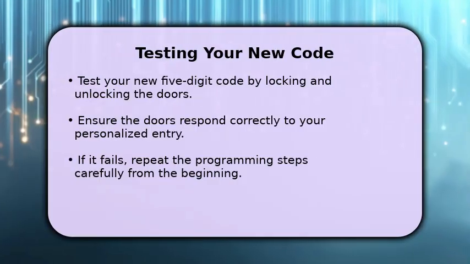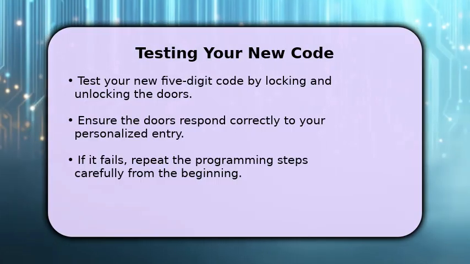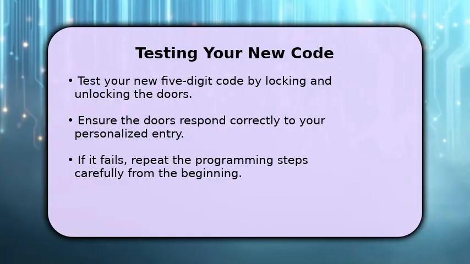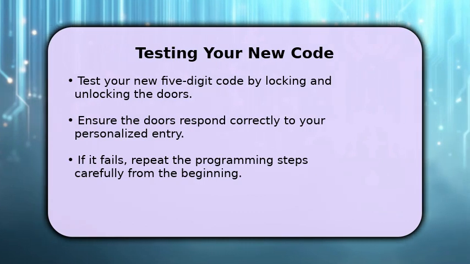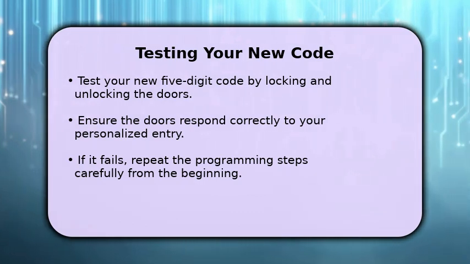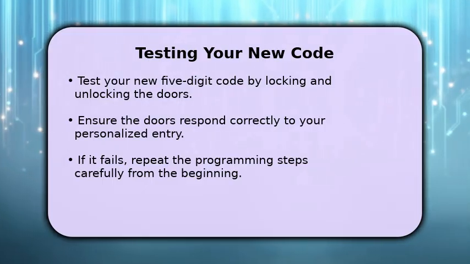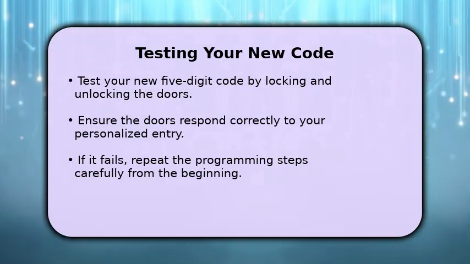After programming, it's important to test your new code. Lock your vehicle, then enter your newly programmed 5-digit code on the keypad. The doors should unlock. If they do not, don't worry. Simply repeat the programming steps from the beginning, ensuring you follow each step within the 5-second time limit. Once confirmed, you'll have convenient and secure keyless entry to your Ford Escape.